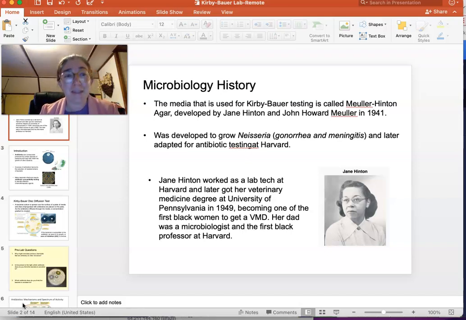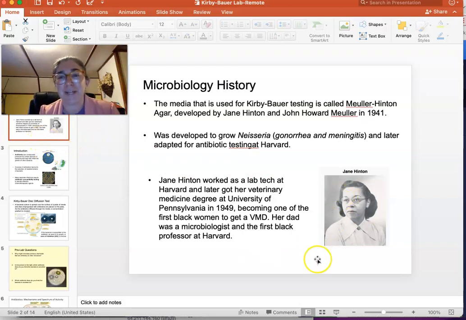So the media that we use in this lab is called Mueller-Hinton agar, and it's named after John Howard Mueller, who was a white male, and Jane Hinton, who was a black female scientist. And she is really credited with designing this recipe for this media that was originally designed to grow Neisseria species, so Neisseria gonorrhea and Neisseria meningitidis, but was later adapted for this antibiotic sensitivity testing.